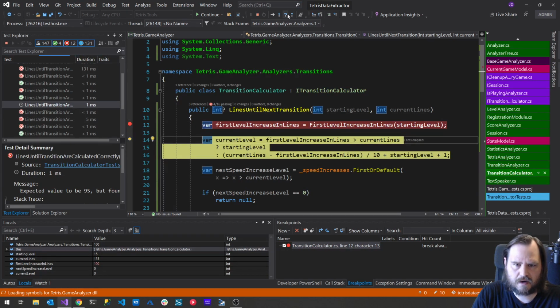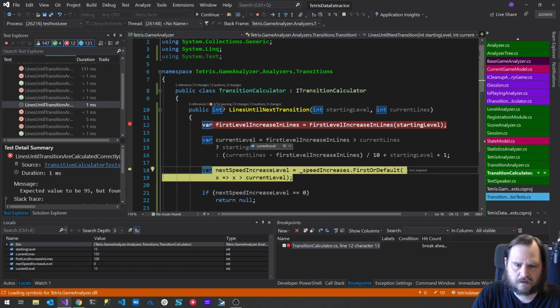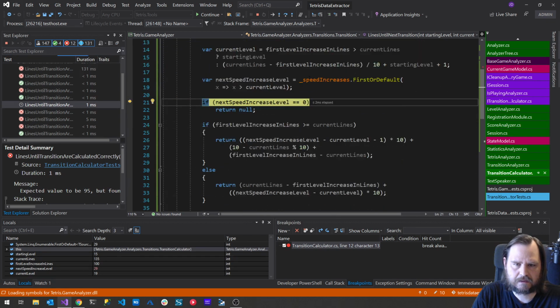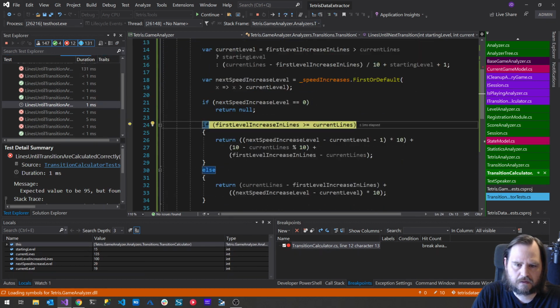So what does work? 18, 135. You're actually at 95. A few of these work. Why would this find only 65? You got your 100. You're on level 19. Your next speed increase is going to be 29. You've already hit your thing.